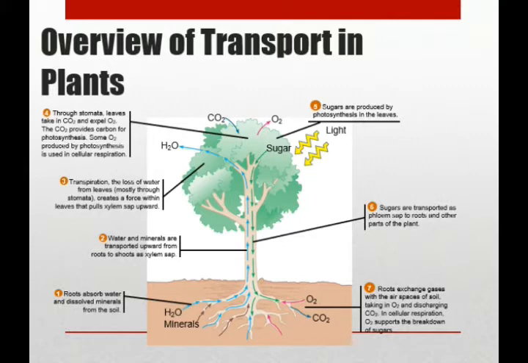It all starts with the roots that absorb water and dissolved minerals from the soil. Water and minerals are transported upward from the roots to shoots as xylem sap. Transpiration, or the loss of water from leaves, creates a force within leaves that pulls xylem sap upward.